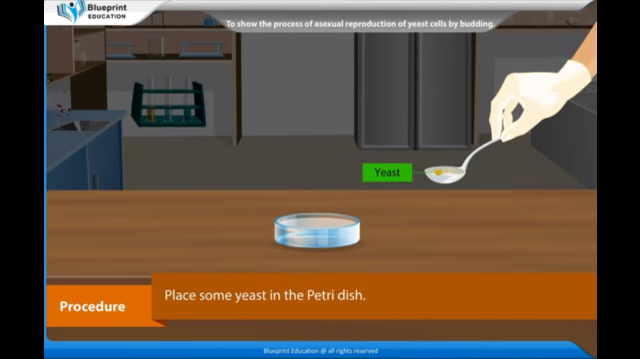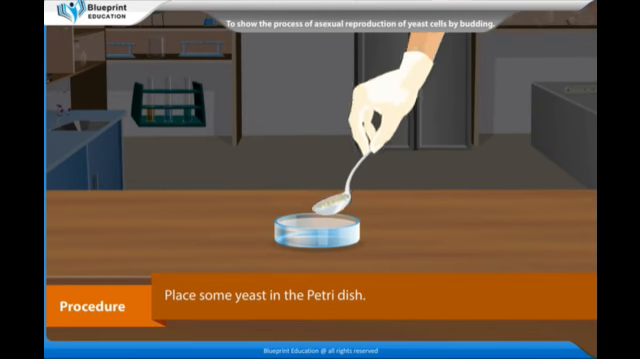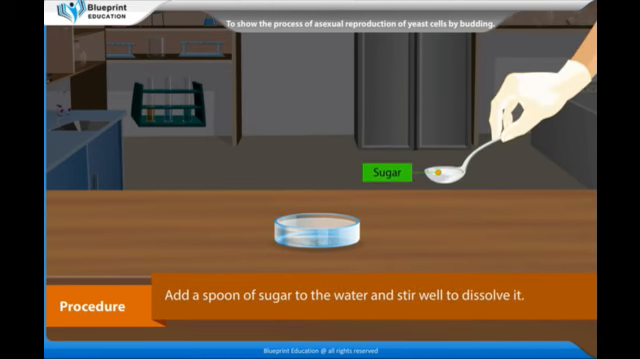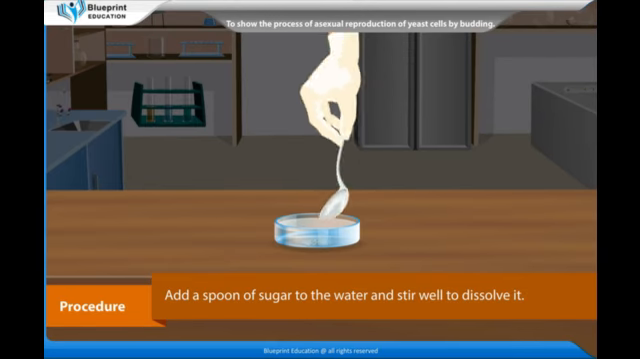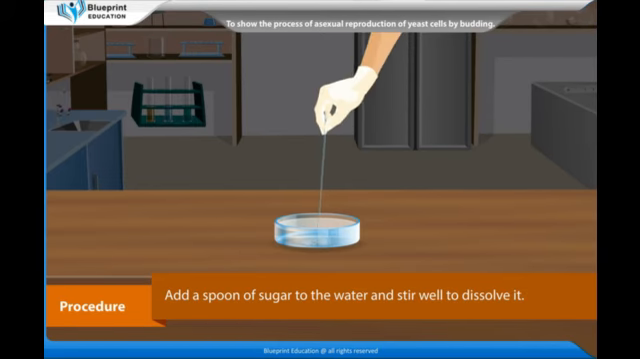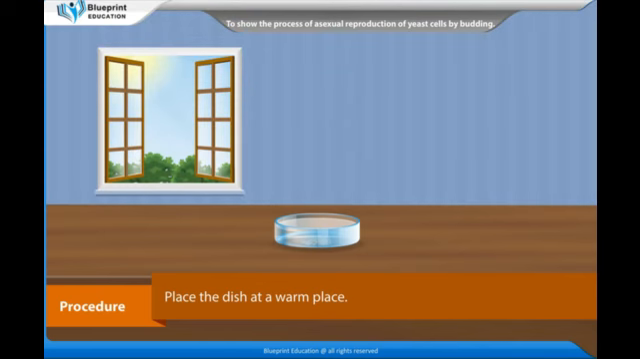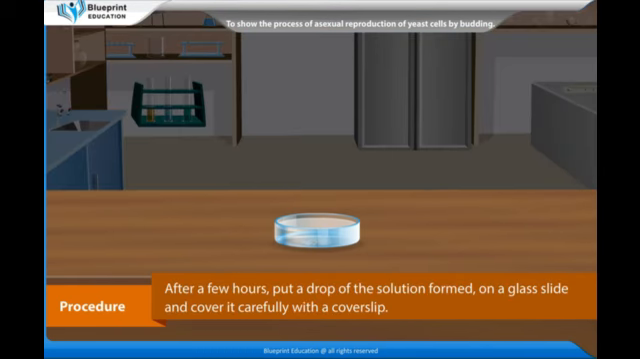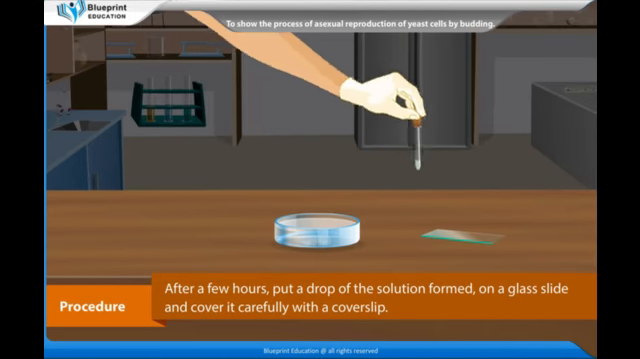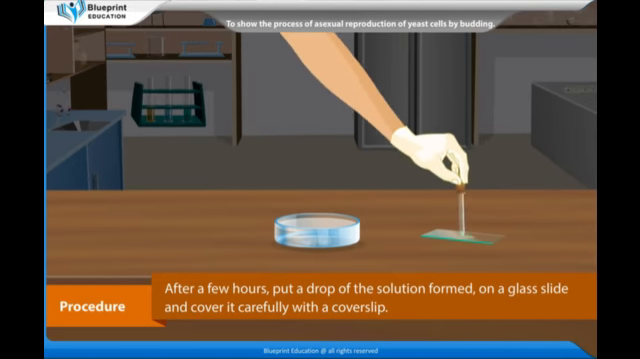Place some yeast in the petri dish. Add a spoon of sugar to the water and stir well to dissolve it. Place the dish at a warm place. After a few hours, put a drop of the solution formed on a glass slide and cover it carefully with a cover slip. Now place the slide under a high-power microscope and observe it.